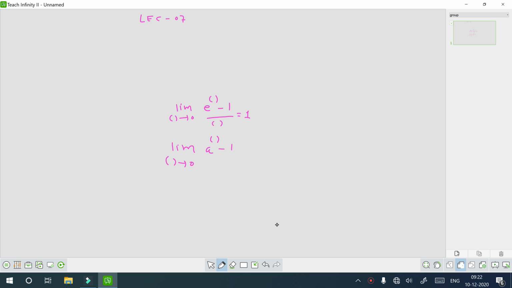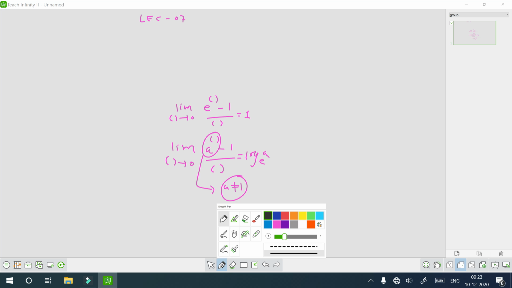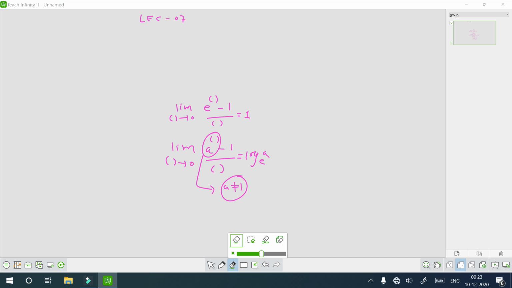A raised to some function minus 1 over that some function is equal to log a base e. Keep one thing in mind, a is not equal to 1. A is other than 1. Then and only then this exponential function is defined. Otherwise this function is not defined. So today let us see some examples based on these standard forms.